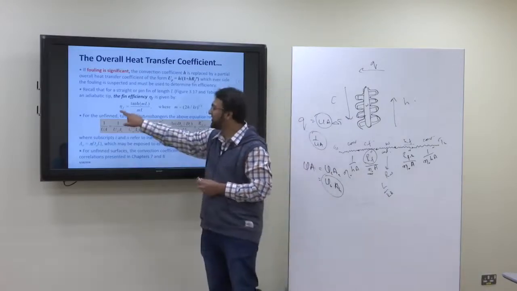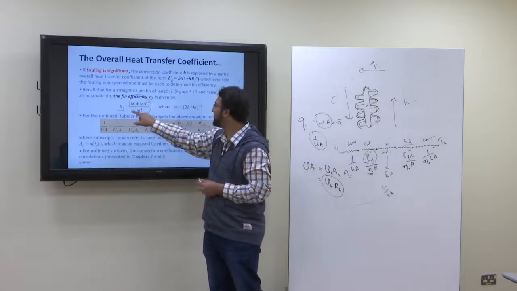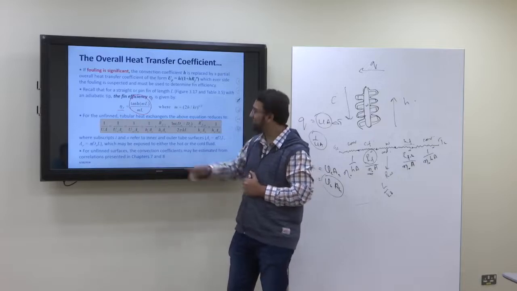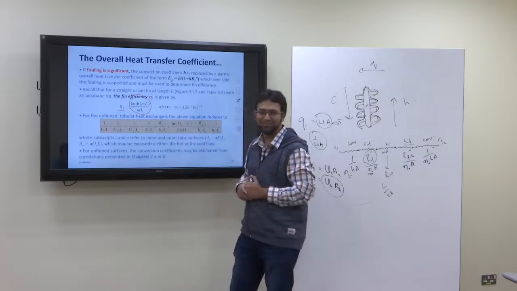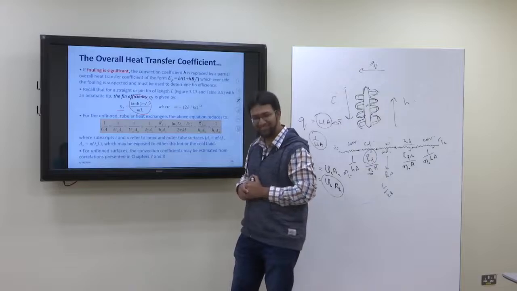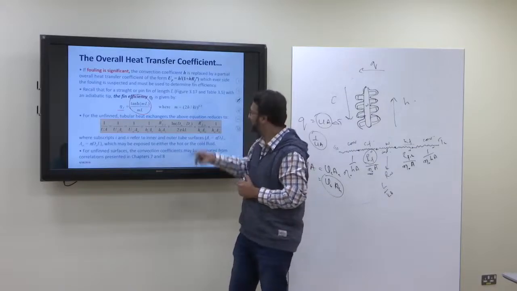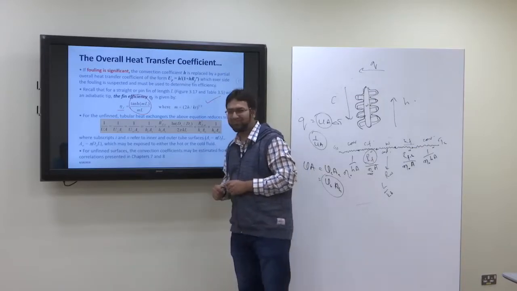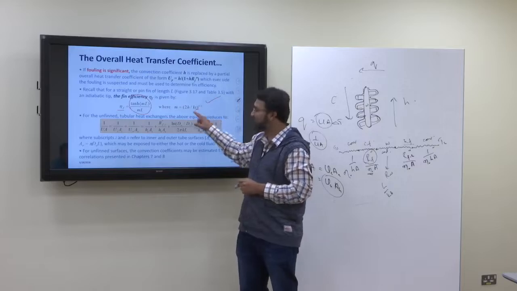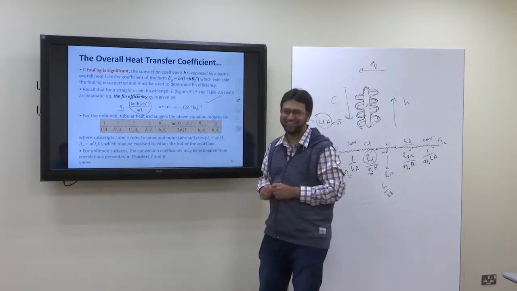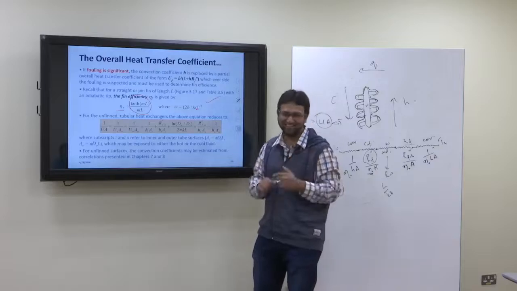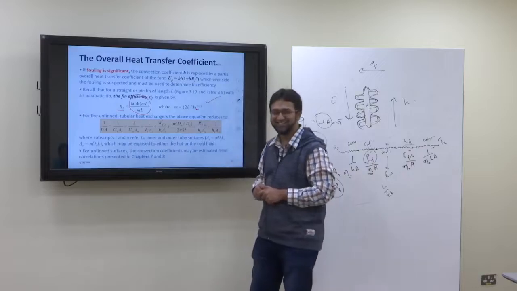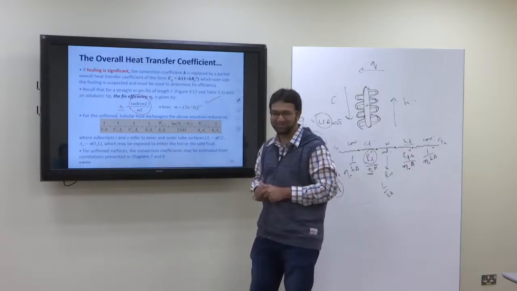Now, efficiency of the fin. You remember if we have an adiabatic tip condition, then it is tanh(mL) over mL. And m is equal to the square root of 2h upon kt. Do you remember what this t was? Thickness. There was a formula for t in the chart. Go through it, then you will remember.